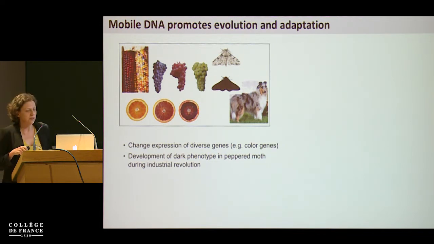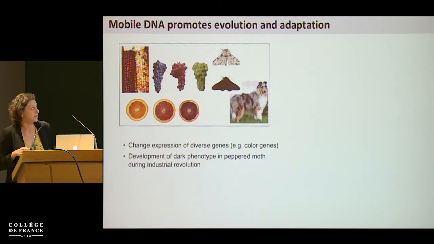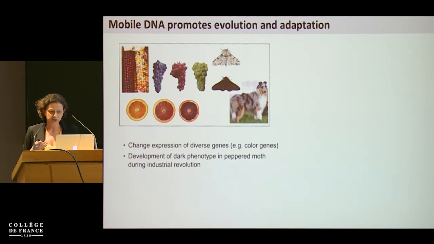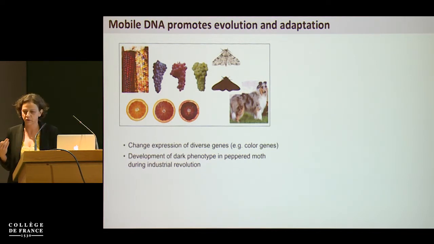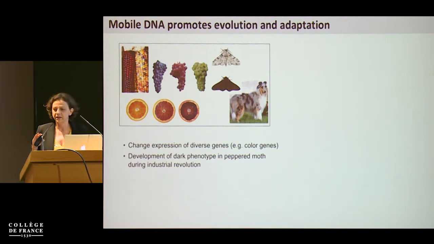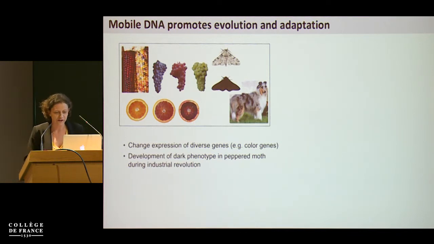One example that I wanted to highlight here, because I just find it super fascinating, and I think it very nicely illustrates how mobile DNA can contribute to evolutionary advantages, is the case of the peppered moth, where a transposition event has converted this moth into a very dark phenotype, an essentially black moth, during the Industrial Revolution in the UK, which allowed these insects to hide much better on polluted tree trunks, essentially allowing them to survive much better.